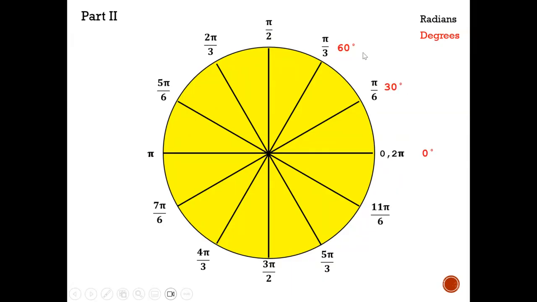30 degrees, 60, 90, 120, 150, 180, 210, 240, 270, 300, 330, and 360. Okay, we're done with radians, we're done with degrees. Now finally comes the points.